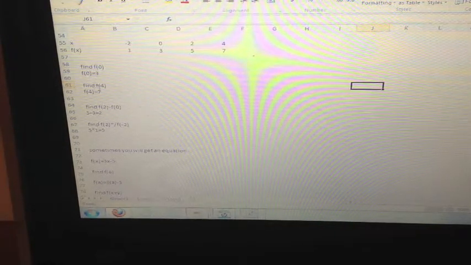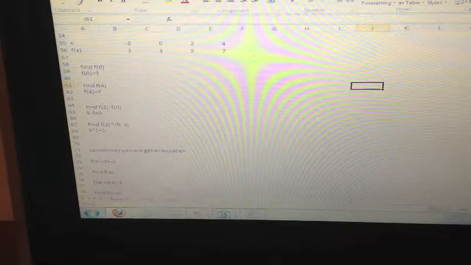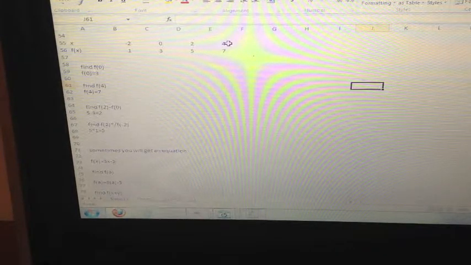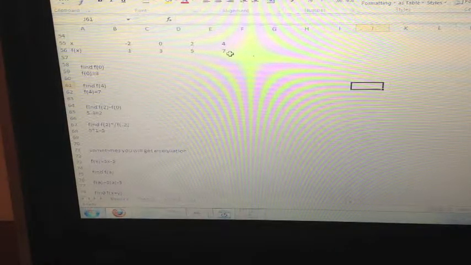Similarly, if we're trying to find f(4), we go and we find our x value of 4, and then we find that our f(x) value is 7.